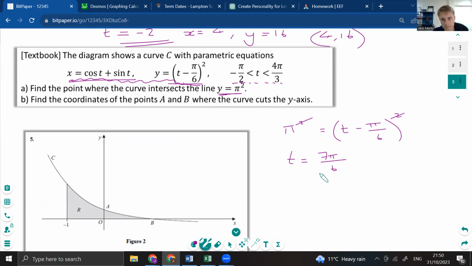So does that work? Is t allowed to actually be that? So the denominator is 3 here. So if I multiply 2 top and bottom, I would get 8 pi over 6.